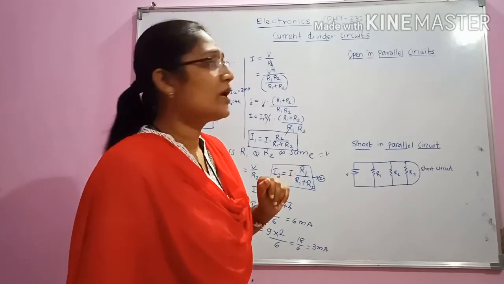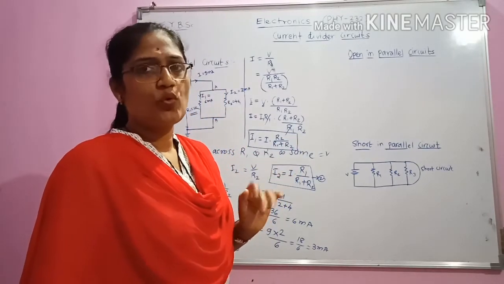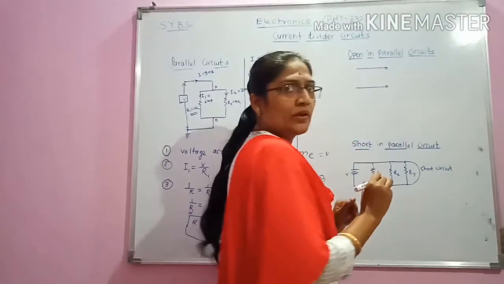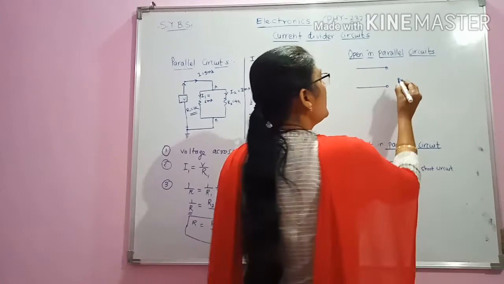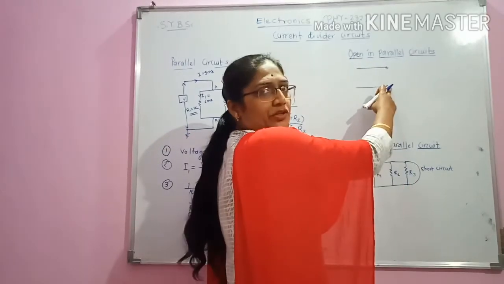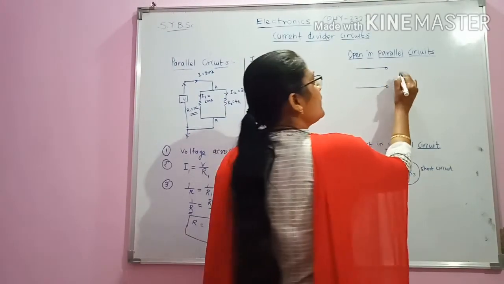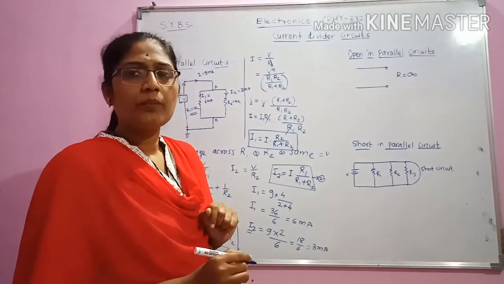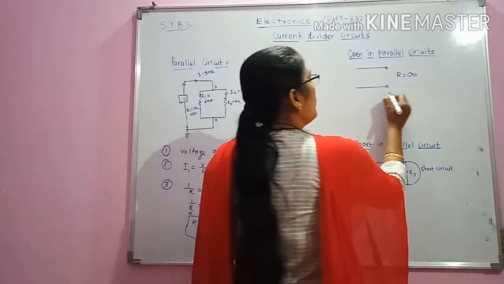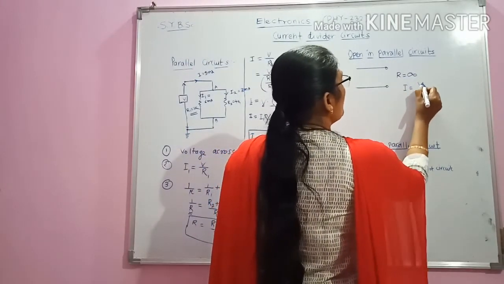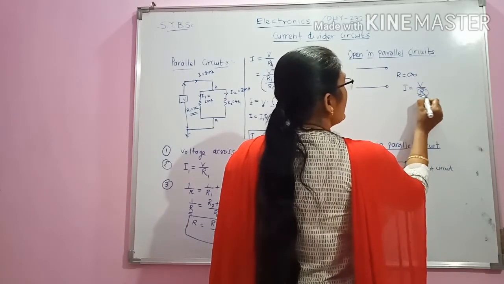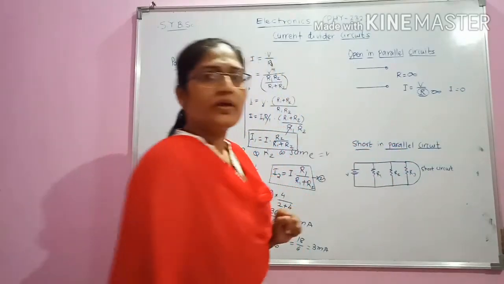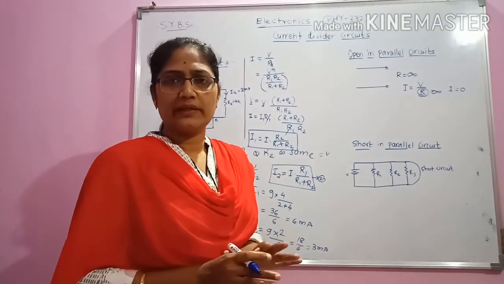Open in parallel circuit means there is one parallel branch which is open. When we consider a circuit which is open, then there will not be any connection or wire. Hence, it will have resistance as infinity. Then what about its current? Current I is equal to V upon R. If R is equal to infinity, then I becomes 0. So there will not be any current through the circuit.